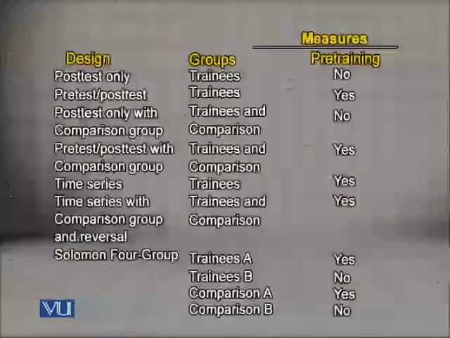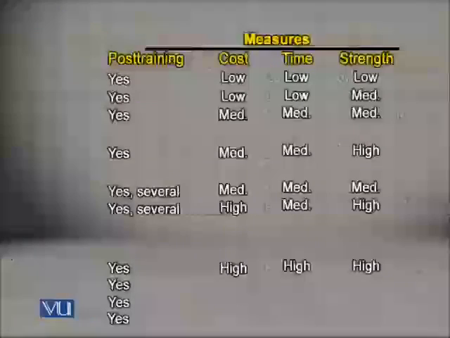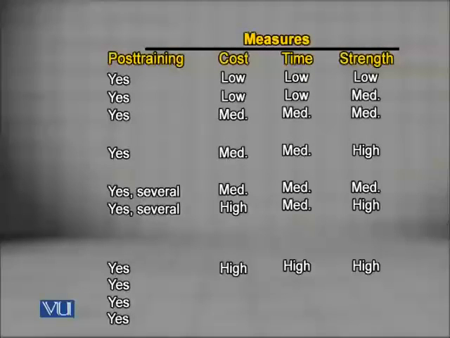Then time series with comparison group. The cost of that is again high where there are comparison groups involved. The cost is high, time is medium, and strength is quite high. That is, in a time series with comparison group, you take a number of observations before the training, then you take a number of observations during the training, and a number of observations after the training, and then you also use a comparison group. You can be quite sure that the strength of that is quite high.